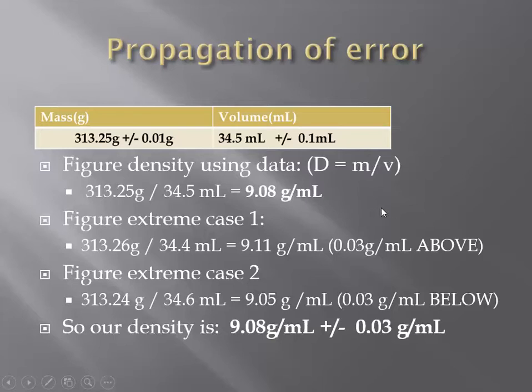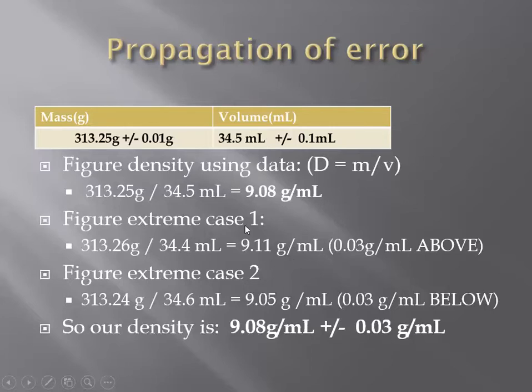But what you're not taking into account when you do that is the fact that we don't really know that this number is 3.25, because it could either be 0.01 gram bigger than that or 0.01 grams smaller than that. Same with this volume. This volume could be 0.1 milliliters larger or smaller than this. So let's take one extreme case. Let's say the true mass is 0.01 gram above this, and the true volume is 0.1 milliliter below this, which both are possible.